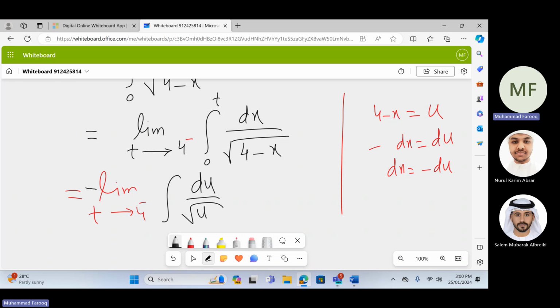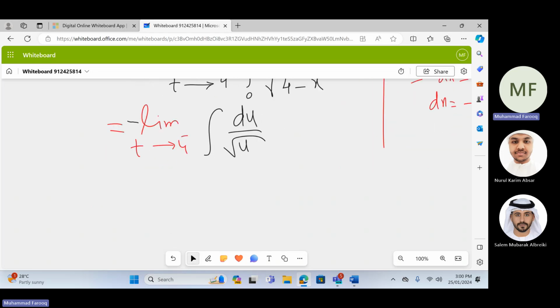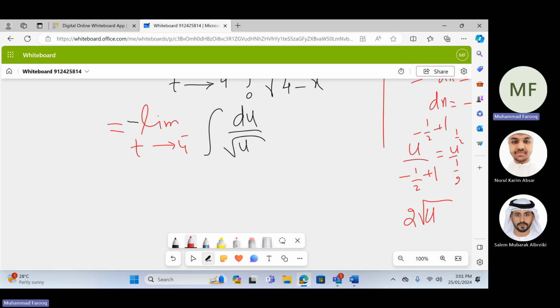Negative 1 over 3? For integration, take it up. Exactly, so negative half. It becomes u power negative half, so plus one, u power half divided by half, so 2 times u power half, the square root of u. What is u? 4 minus x. So 2 times the square root of 4 minus x. This is my answer, agreed? Understand this? Okay, please put in the answer: 2 times the square root of 4 minus x.